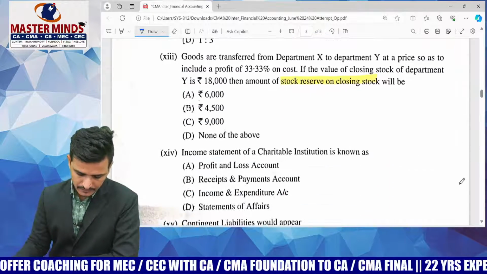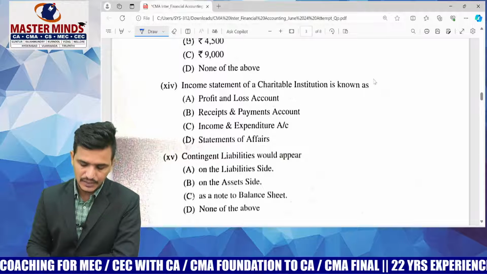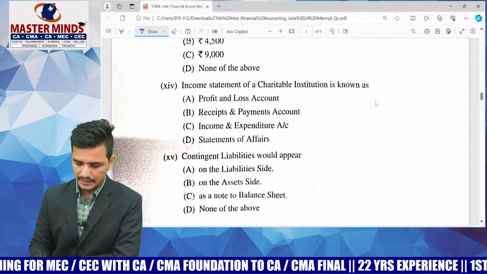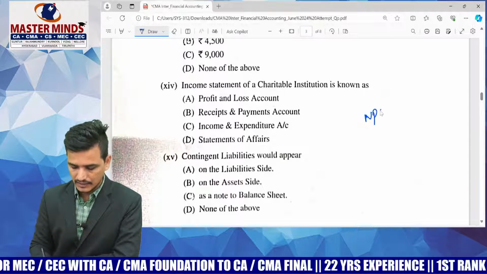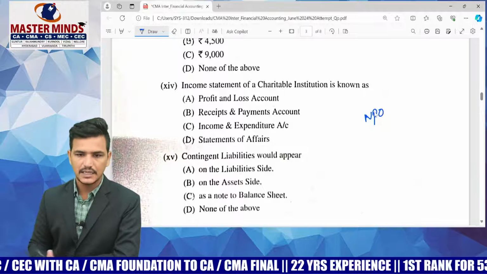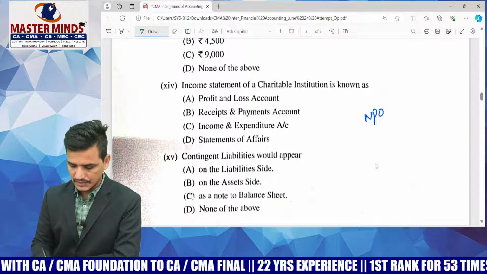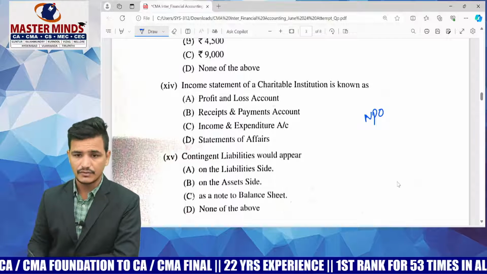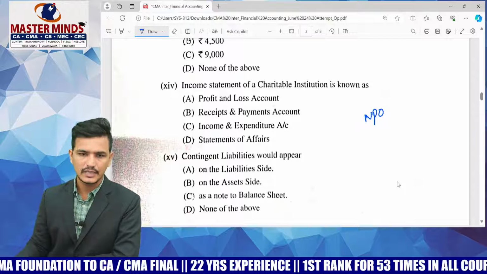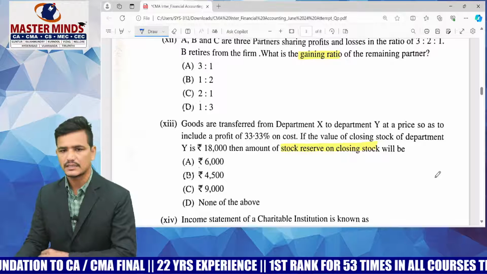And the next one is also an MCQ which is covered in our MCQ material. This is related to non-profit organizations. And next, they are asking about the treatment of contingent liabilities. This is related to final accounts, and it is also covered under accounting and introduction. Okay, so these are the MCQs.